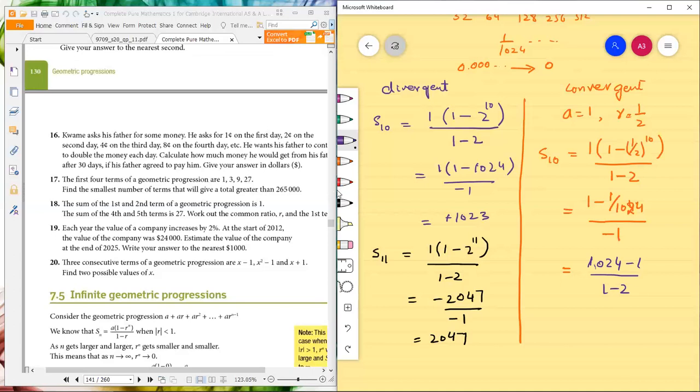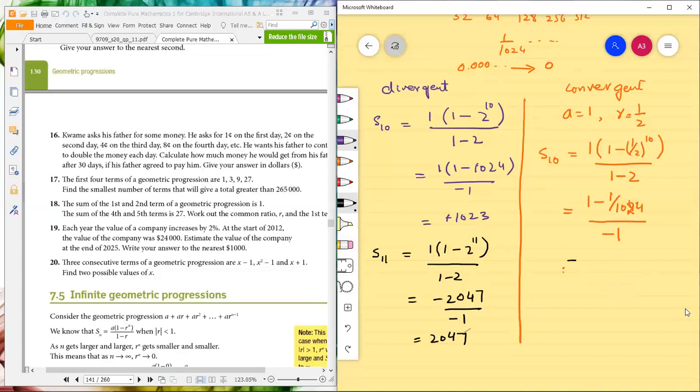So when you take 2 power 10, 2 power 10 is 1024. Just for 1 minute, I will calculate it by using a calculator. So, no problem.